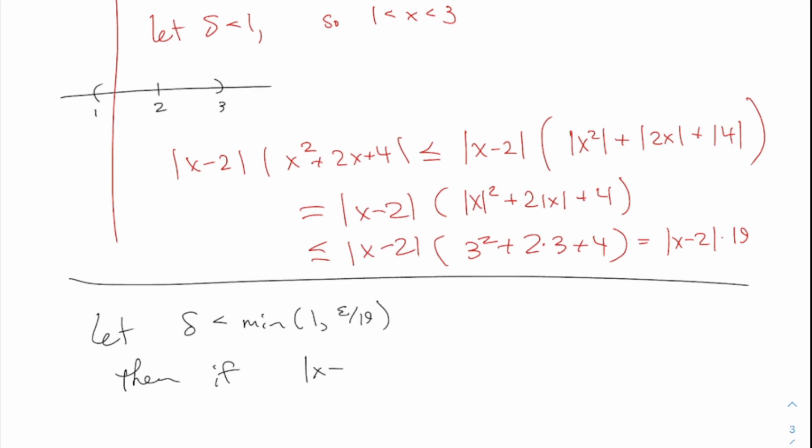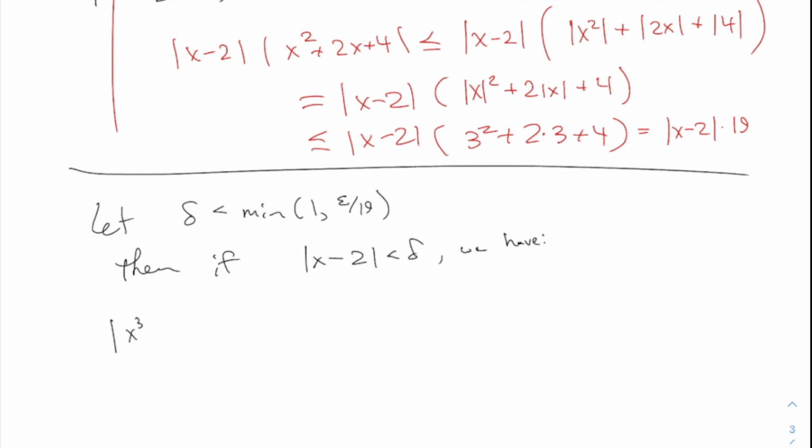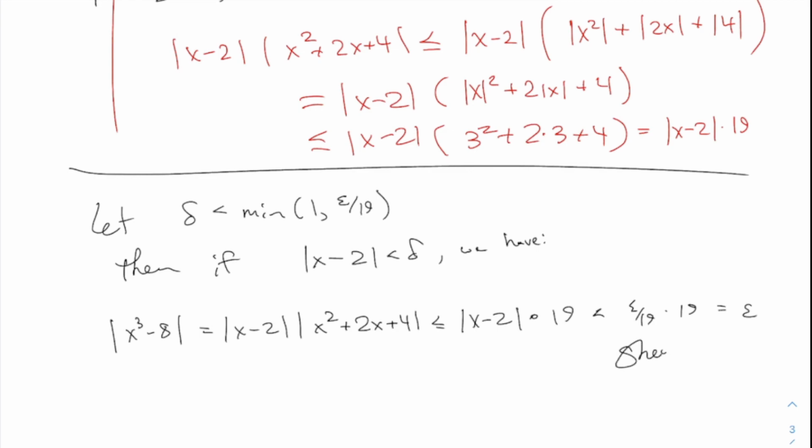Now I just write all my usual stuff. x minus 2 less than delta. We have x cubed minus 8. Okay, this equals x minus 2 times this stuff, x squared plus 2x plus 4. That's less than or equal to x minus 2 times 19 by the arguments that we did up there. And then this is less than epsilon over 19 times 19. All right, so this was just a slightly fancier playing around with the inequalities.